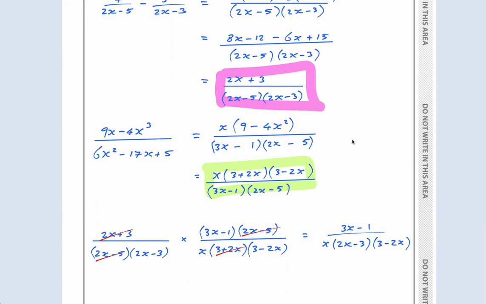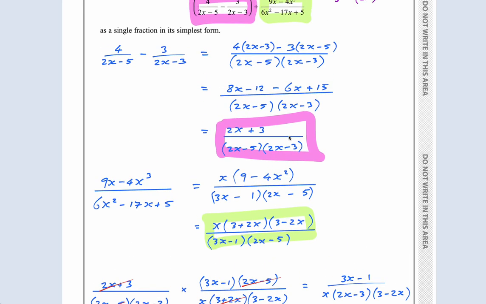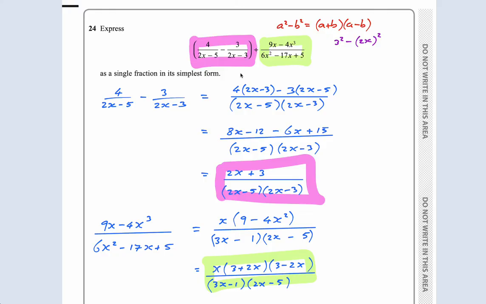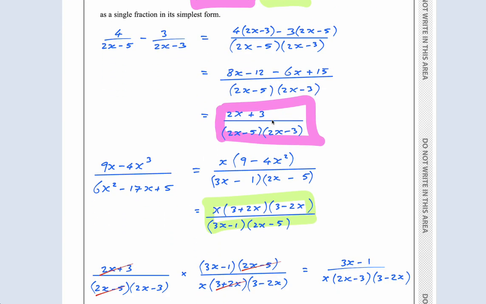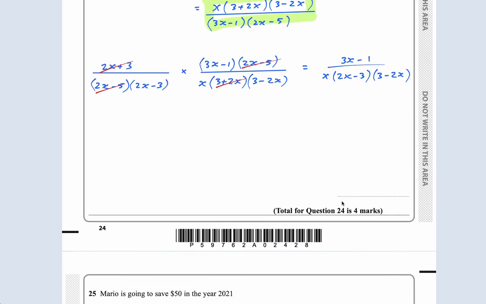Obviously, guys, very, very challenging question. Lots of things going on. It's testing your factorizing. It's testing your algebraic fractions. It's testing your division of fractions. It's just a really hard question, but that's it. That's the answer. Okay, how many more questions, guys? Oh, there's still 2 more questions to go.